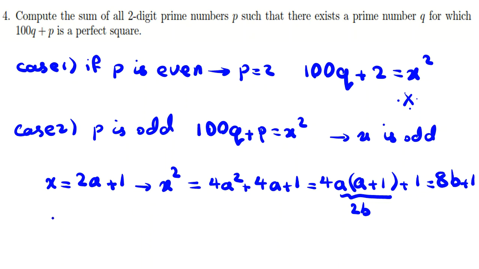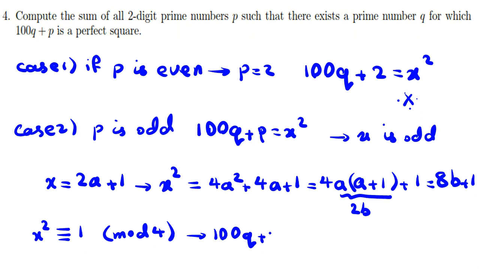So obviously, we can also say it is congruent to 1 mod 4, because 100 is a multiple of 4. So we conclude x squared is 1 mod 4. X squared is 100q plus p. If you consider mod 4, it will be p, and because x squared is 100q plus p, mod 4 it will be 1.